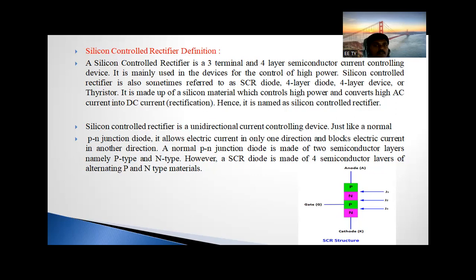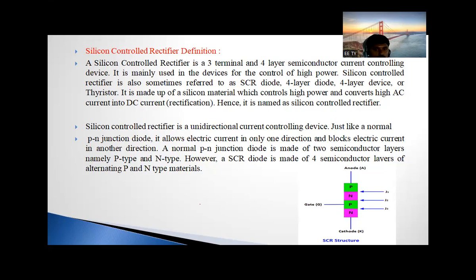Next one. It is mainly used in the devices for the control of high power. Why are we using SCRs? One is converting AC to DC, and the second one is controlling the power. Clear? So diode we cannot use because diode is not a controlling device. So for controlling the power, we need to use the thyristor.